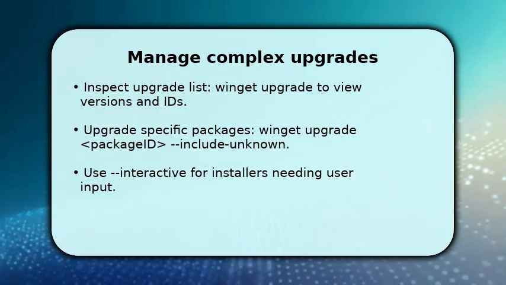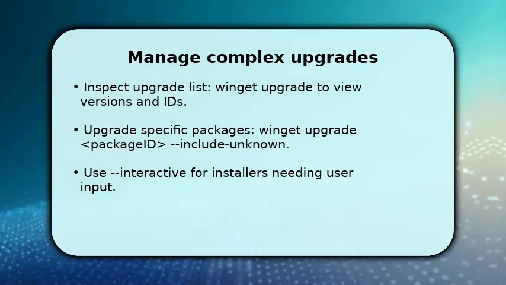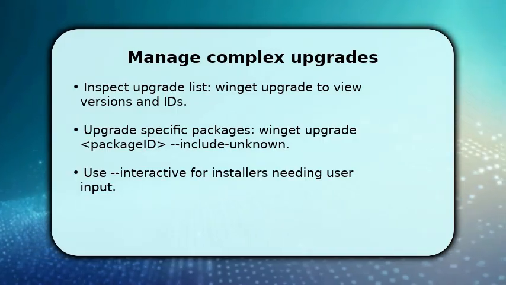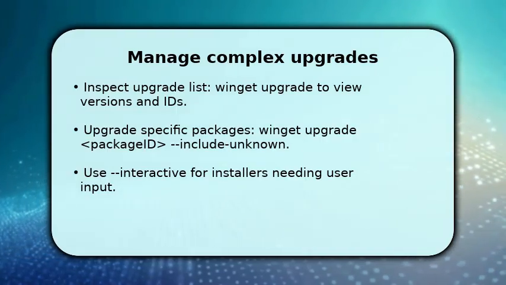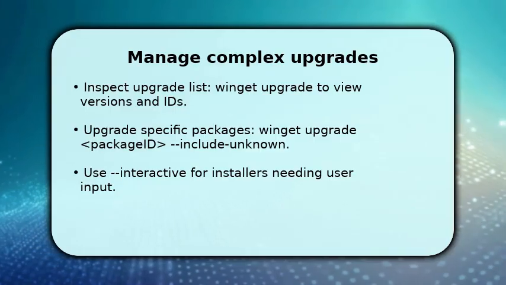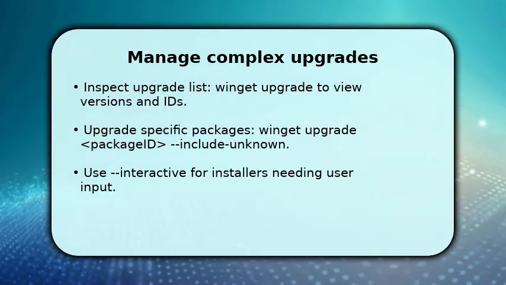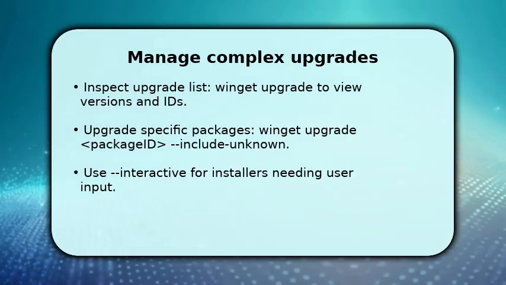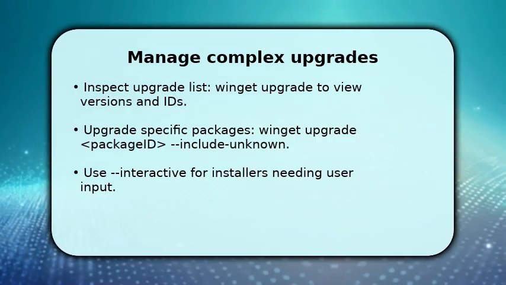First, run winget upgrade to inspect package ID and target versions so you control what's changing. Use winget upgrade with the package ID when a specific app needs attention, and add --include-unknown for source mismatches. If an installer requires choices, run with --interactive so you can respond to prompts. Otherwise, use --silent to automate.